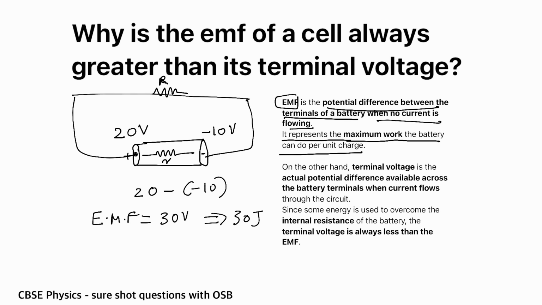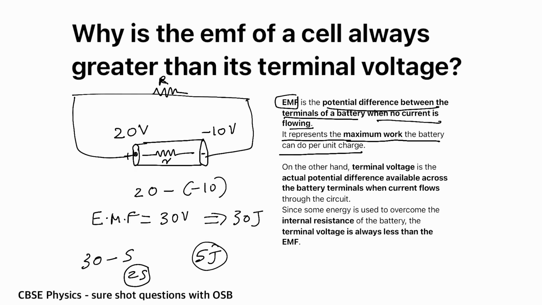For understanding, say some 5 joule. 5 joule is required to overcome the internal resistance. Then only will current develop in the internal circuit, or inside the cell. So how much is available outside? Just 25. 30 minus 5, 25. And that is what? That is the terminal voltage. Terminal voltage is the potential difference available across the terminals of the battery when current flows through the circuit.